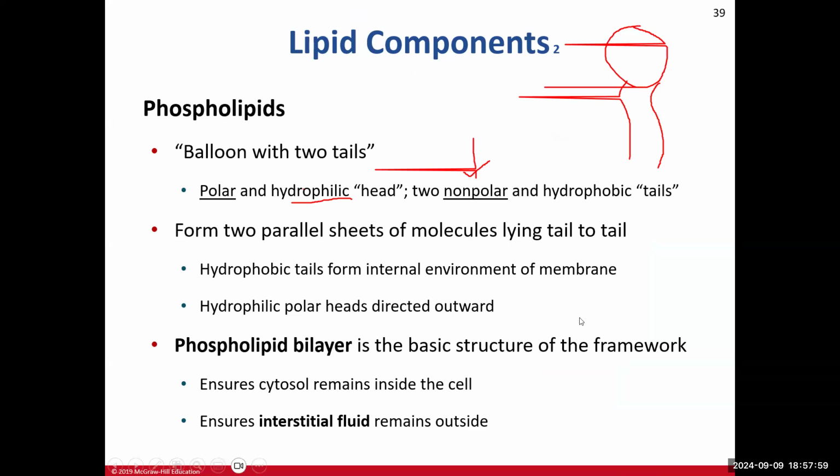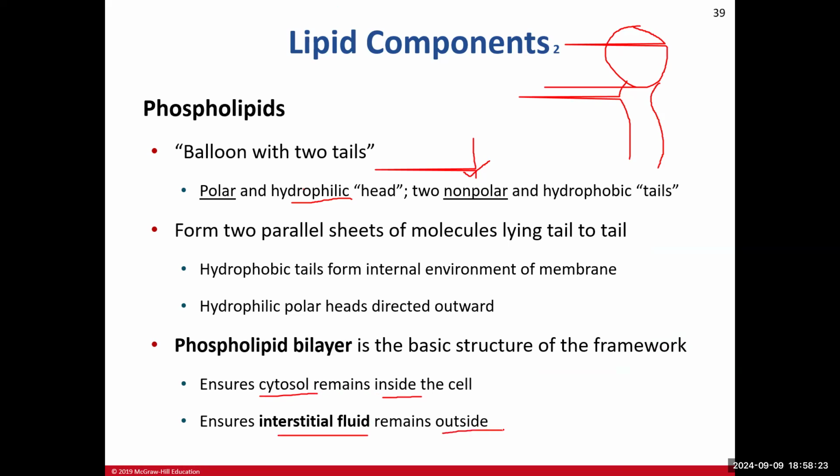So we have that bilayer lipid structure there. And so the heads are only going to make contact with the cytosol on the inside of the cell. And then the heads on the other layer are going to make contact with the interstitial fluid, and that's on the outside of the cell.